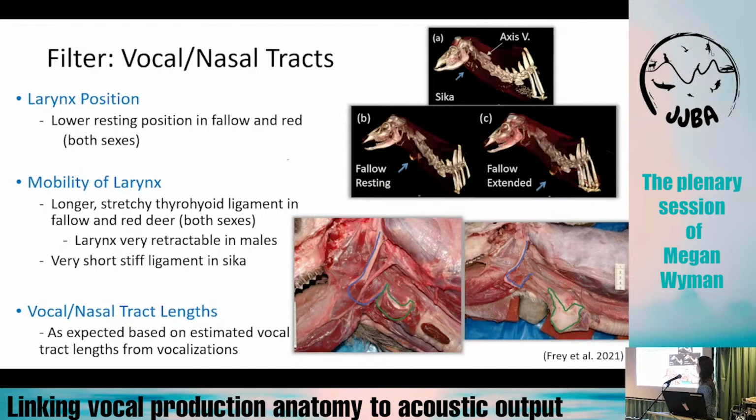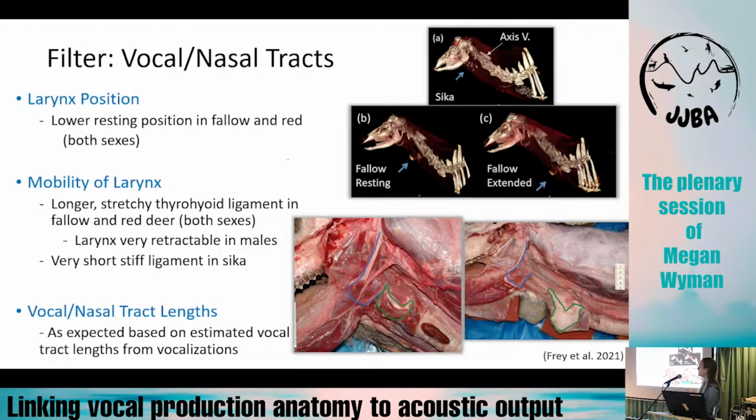larynx. Yeah. So if we look at the filter and the vocal and nasal tracts within these animals, we see really interesting differences in larynx position. There's a lower resting position of where the larynx sits in the neck in fallow and red deer. So here's an example of this. We have Sika deer, with green or blue arrows pointing to where the larynx is in comparison to the axis vertebrae. And then if you look at the resting position of a fallow deer, here's the axis vertebrae. It's way down here. Halfway down the neck is where it rests normally.